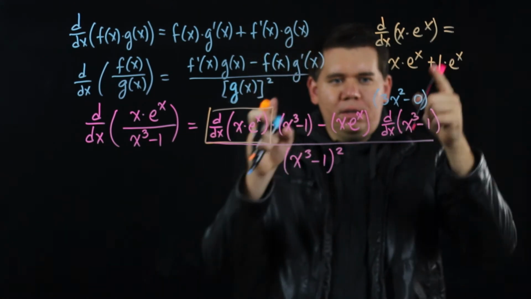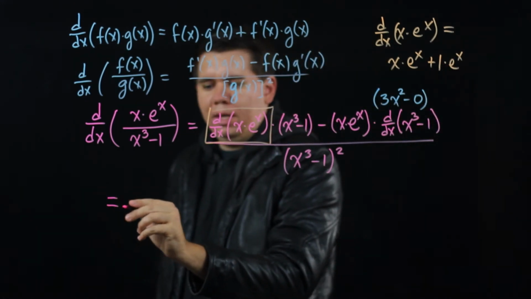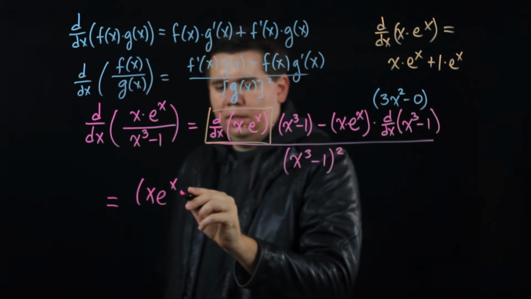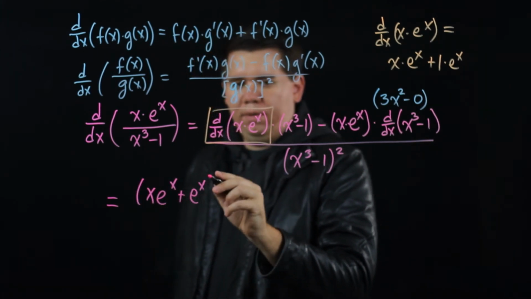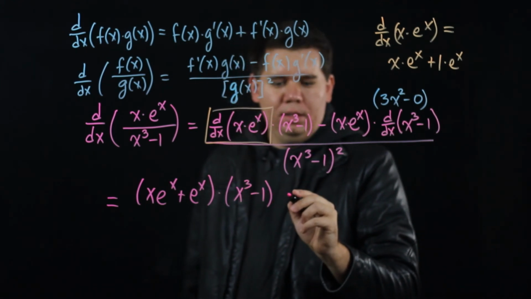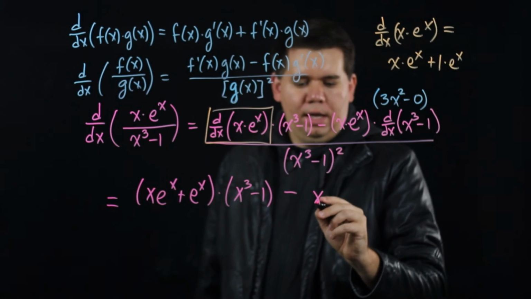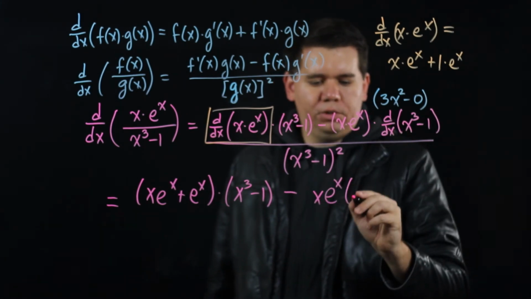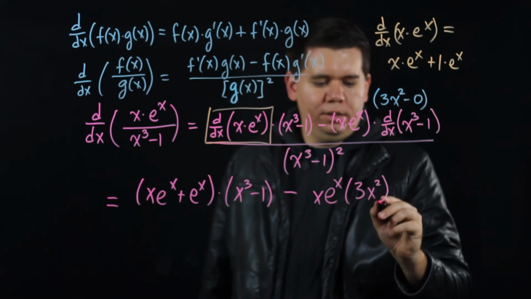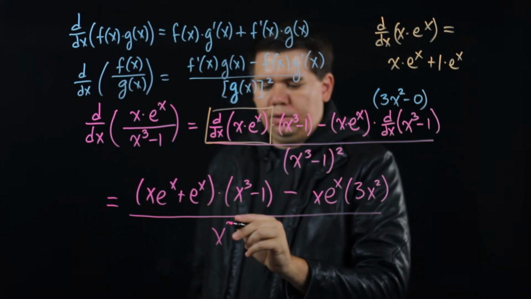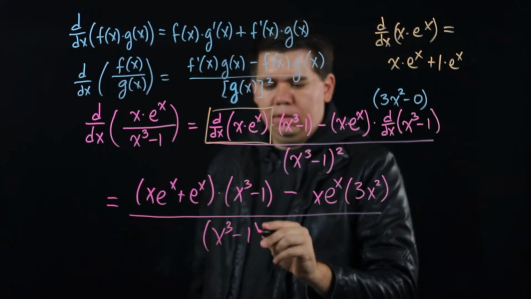Okay, now we can plug this all in. So we get, here it's x e to the x plus a single copy of e to the x times x cubed minus 1 minus x times e to the x times 3x squared, all over x cubed minus 1 squared.